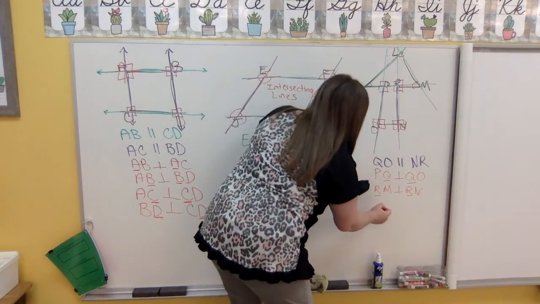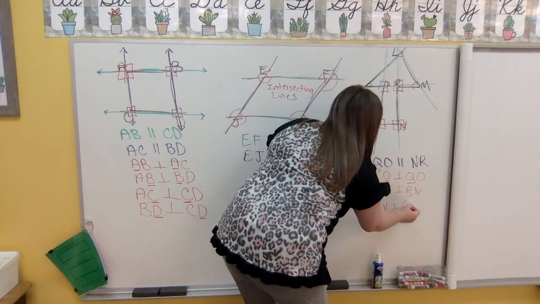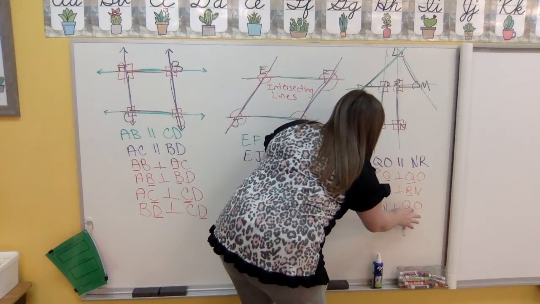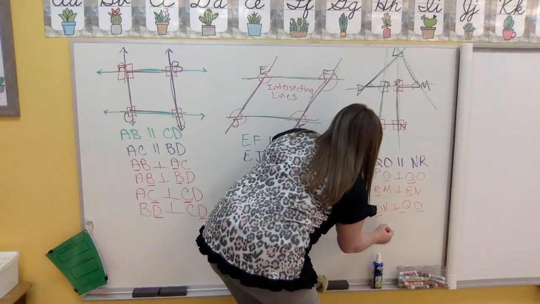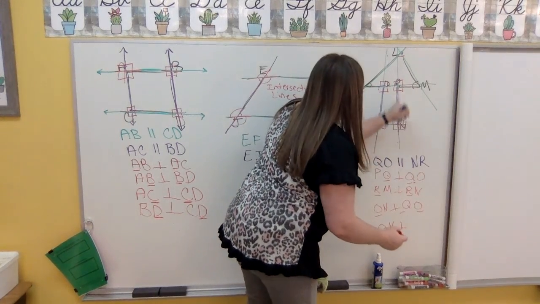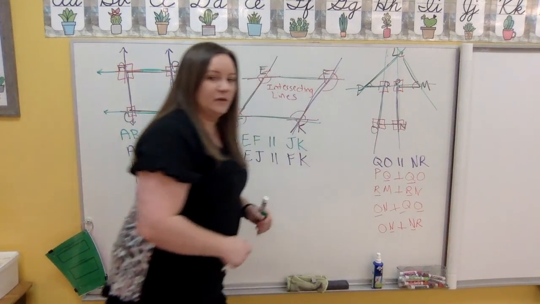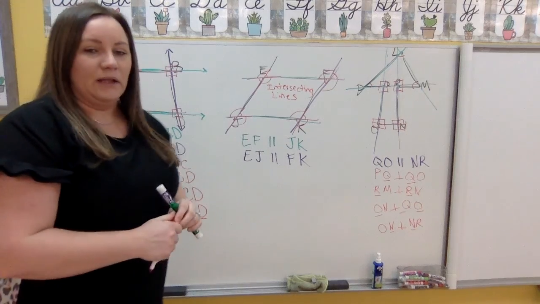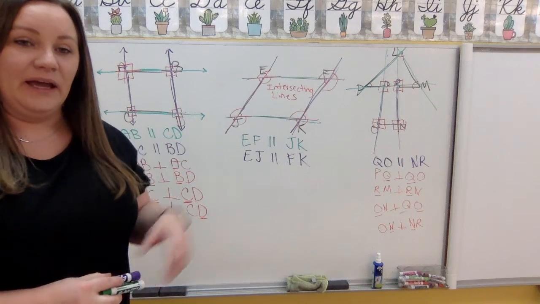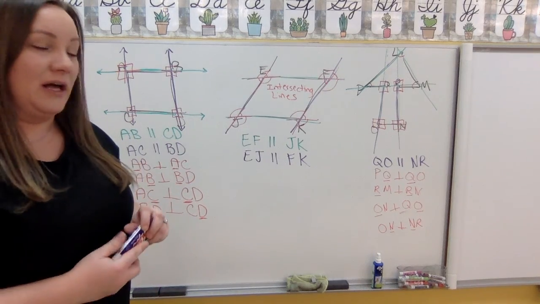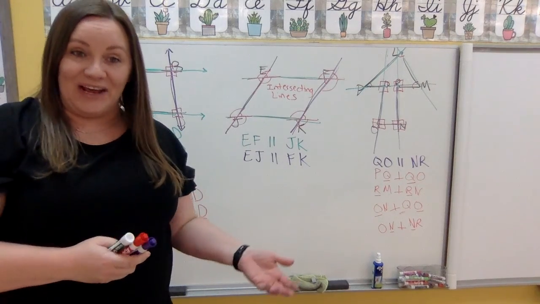Down here, ON is perpendicular with QO. They both have that O. And over here, ON is perpendicular with NR. And they both have that N. So that is the different ways to label names for lines and angles in a perpendicular or parallel format using a polygon. Now let's take a look at angles.